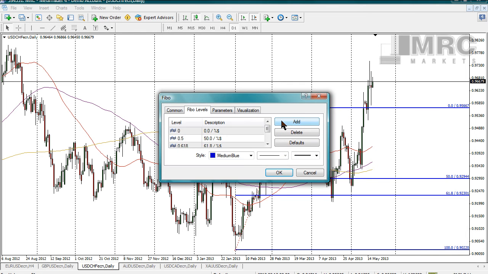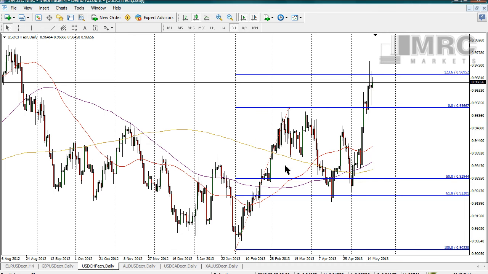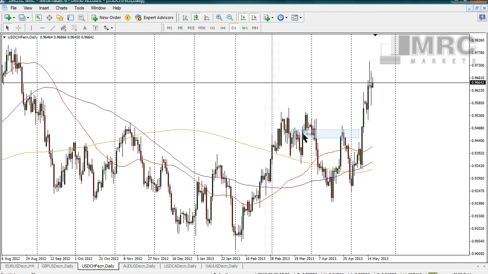And if you use the extensions, so the minus 23.61, then that would have hit that main target there, and it's stalled there. So that move is technically done and dusted.